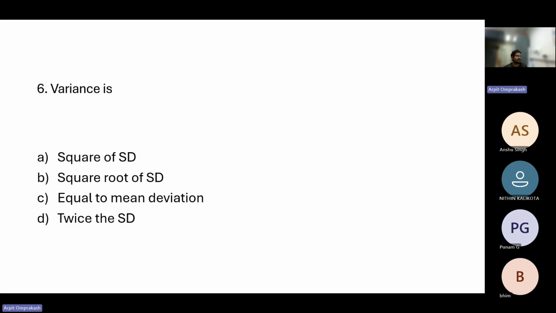Next question is, variance is A, square of the standard deviation, B, square root of the standard deviation, C, equal to mean deviation, or D, twice the standard deviation. Okay, so the answer here, as pointed out, is option A, square of the standard deviation. Standard deviation is sigma, and variance is represented as sigma square.